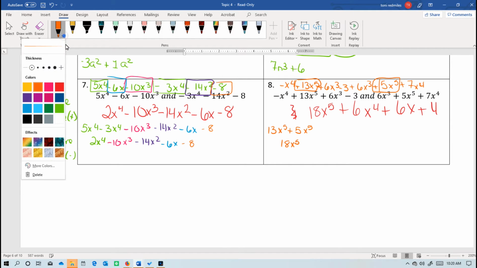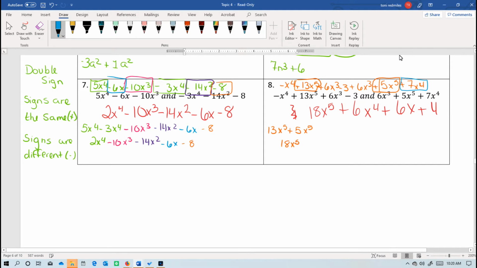All right, so let's do the next one. Well, there is only 1 to the 4th. Oh, there's 2 to the 4th. So there's only 2 degrees of power to the 4th. We have 7x to the 4th and negative x to the 4th. I'm going to go ahead and put my 1 in there. 7 minus 1 is going to give me 6x to the 4th. All right.